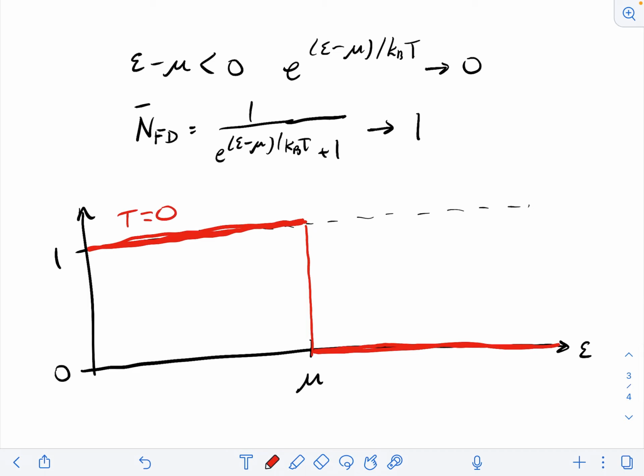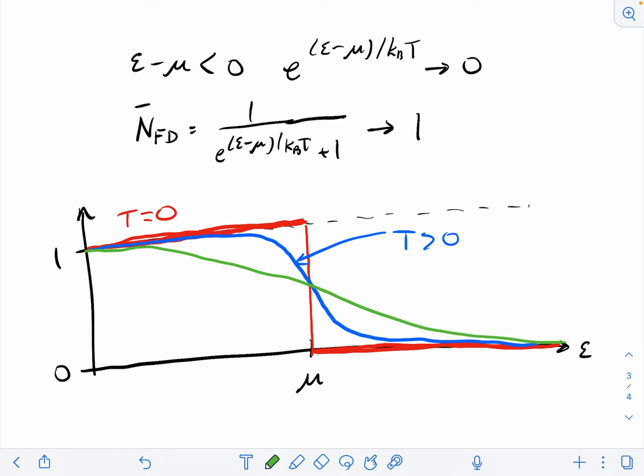If you start to increase the temperature, all that happens is you start to blur out the sharpness of this transition. And so this is T greater than 0. And then if you increase temperature even more, you just blur this out even more. And so this is some temperature even greater than that. Okay, so that's the Fermi-Dirac distribution.